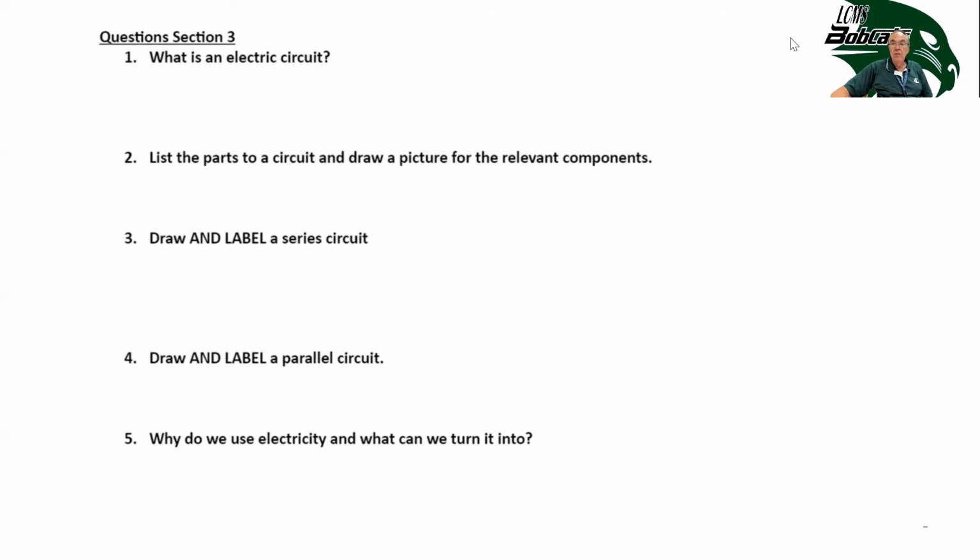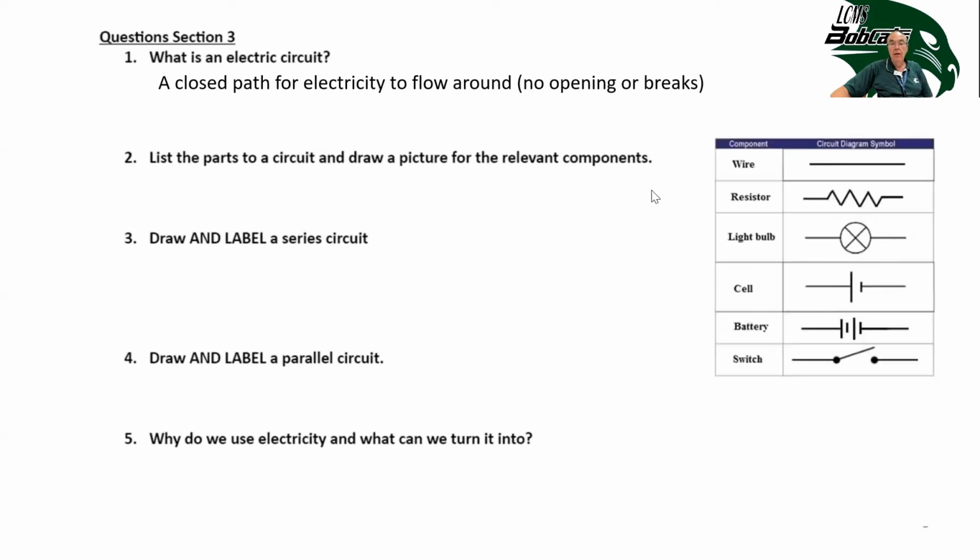What is an electrical circuit? Well, a circuit is a closed path. So it's a closed path for electricity to flow around. There's no openings or breaks. List the parts of a circuit and draw a picture for the relevant components. Well, here are the components: wires, resistors, light bulbs, cells, which are the power sources, and batteries, and switches.